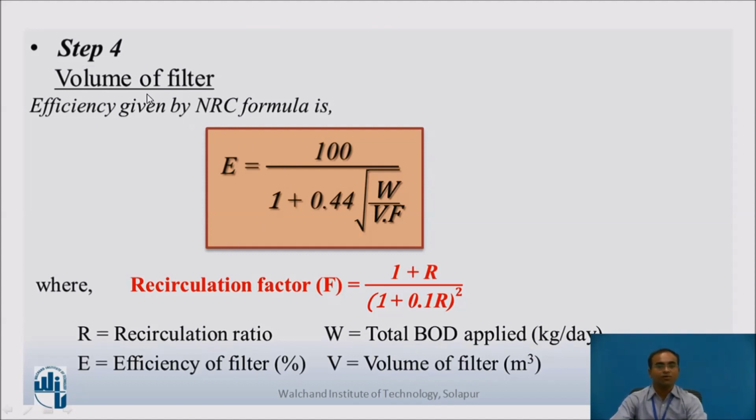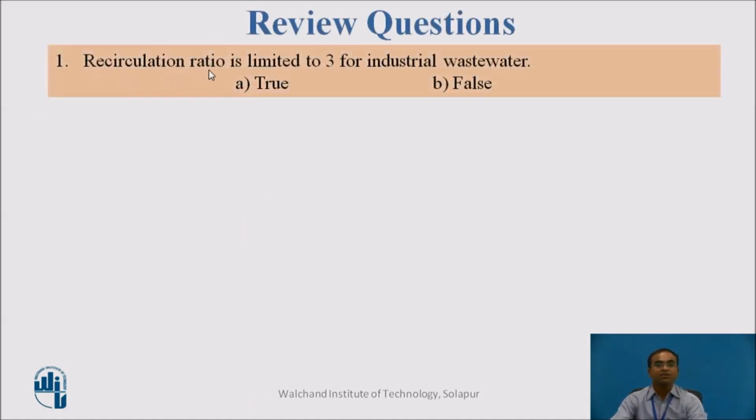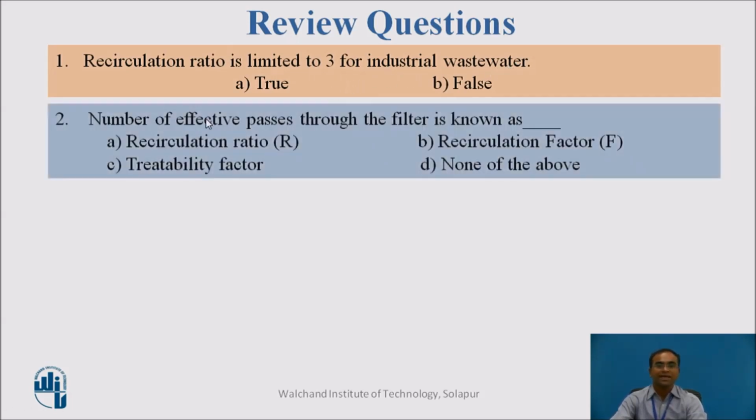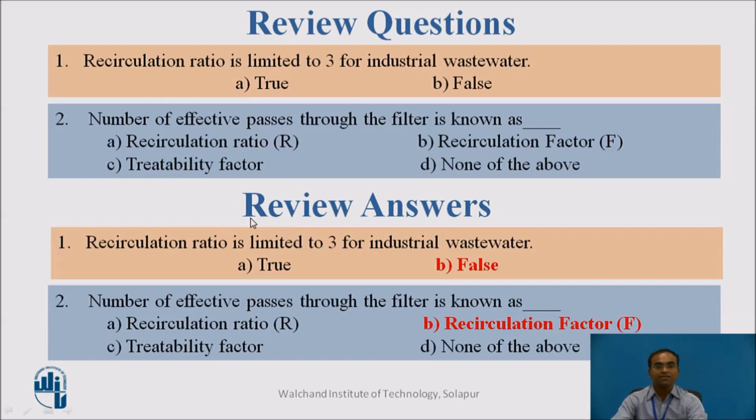So we have studied all four steps. Let us have a few questions to understand and analyze these four steps in depth. The first one: recirculation ratio is limited to 3 for industrial wastewater, true or false? The second one: the number of effective passes through the filter is known as what? Let's see the answers. For the first one, recirculation ratio is not limited to 3 for industrial wastewater. And for the second one, the number of effective passes through the filter is known as the recirculation factor.